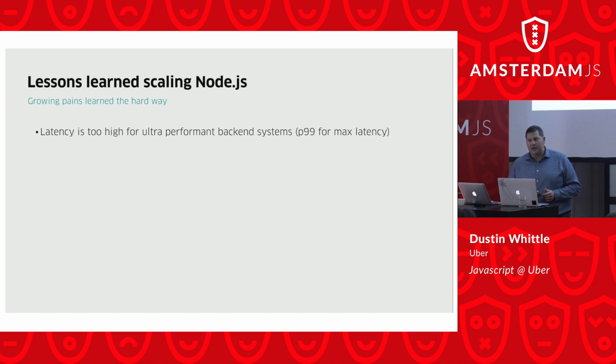So, lessons learned scaling Node.js. Latency was too high for ultra-performant backend systems, the P99 for max latency. When you have dynamic typing and dynamic garbage collection, it makes it really hard to get consistent results. Even if most of your requests are extremely fast, there sometimes can be a spike in latency. And what we realized on some backend services is that the variation was just a bit too much for us.